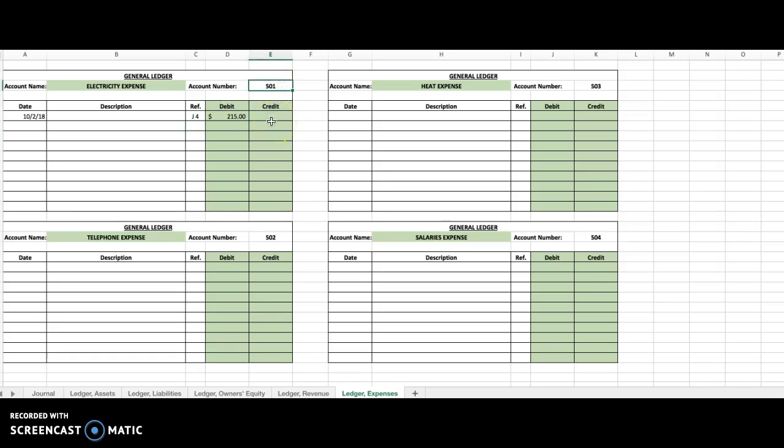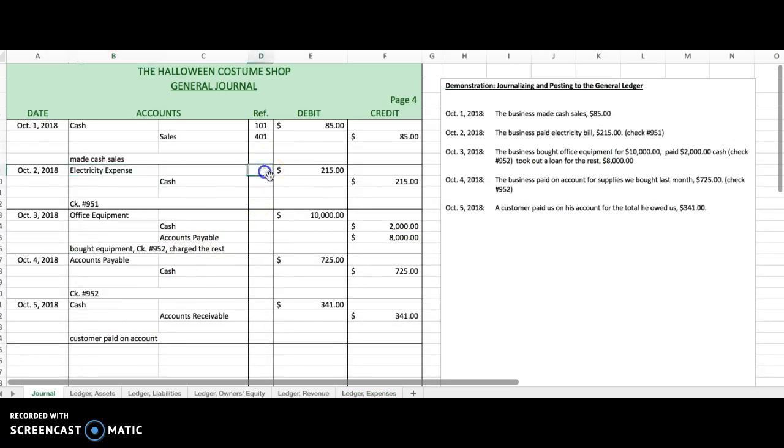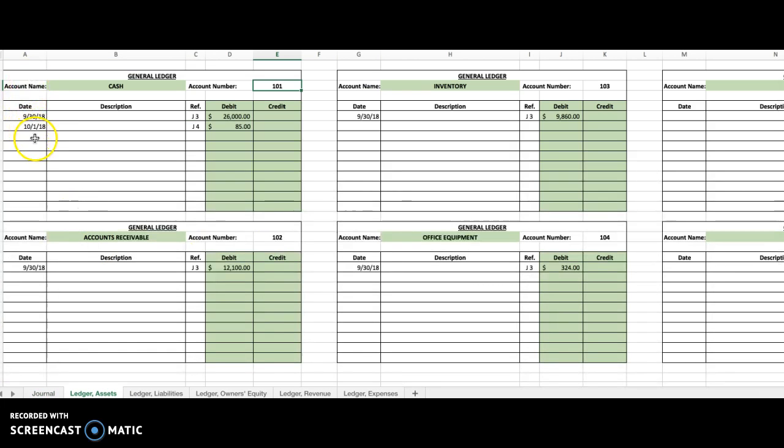Electricity in this business is 501. So that's what goes back on the same line in the reference column, 501. Cash now goes down. We spent some money. We know that because we wrote a check. Cash decreases, so cash has to be credited. If it's credited in the journal, we credit in the ledger as well.